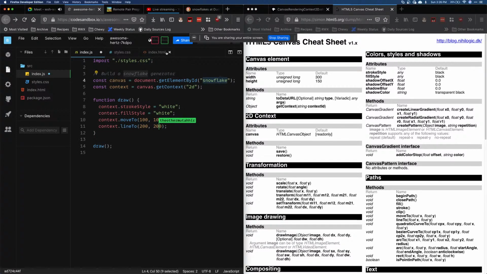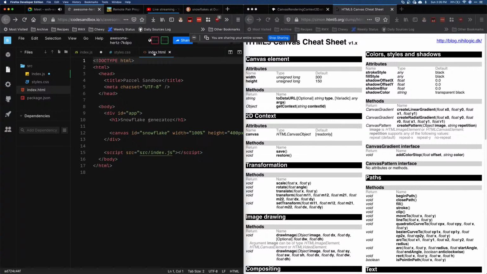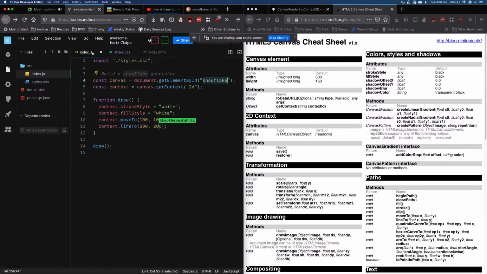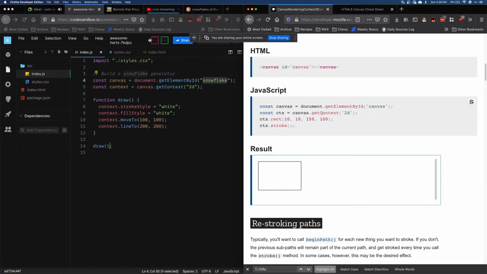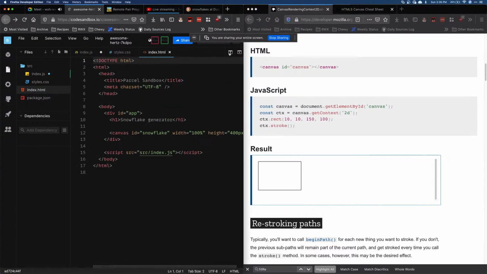Do we have an element with snowflake in it? Yeah, we have this black bordered thing, right? Draw. getContext. Yep. What is it called again? Document? No. Load. No, I don't think that's it. Right. This should be easier than it is.